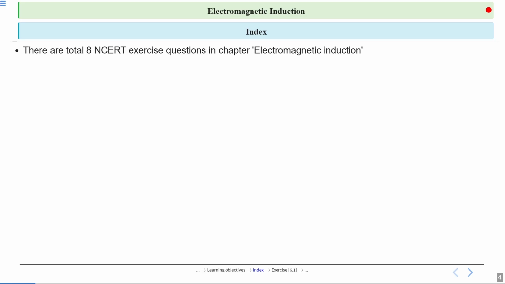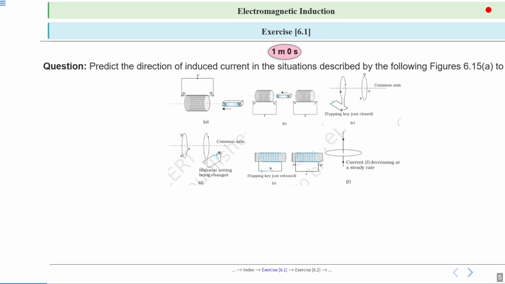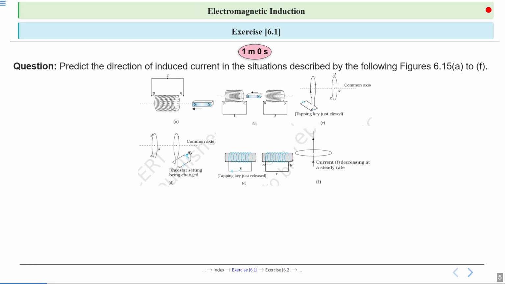The index. There are a total of 8 NCERT exercise questions in the chapter electromagnetic induction. In today's lecture, we are going to cover all the questions, that is from 6.1 to 6.8. So let's begin with the first question.